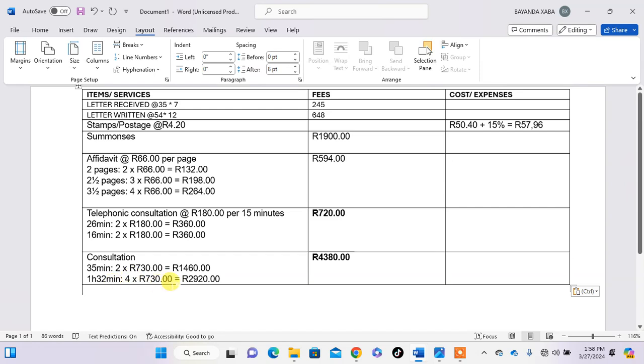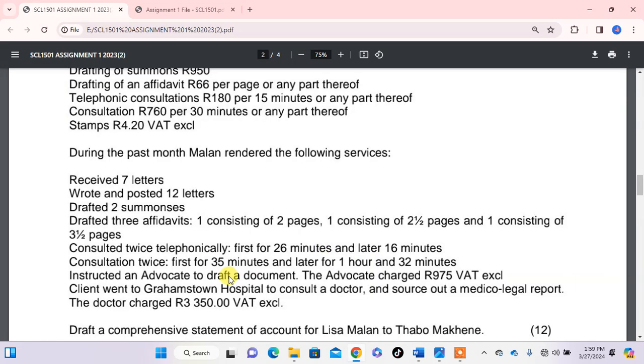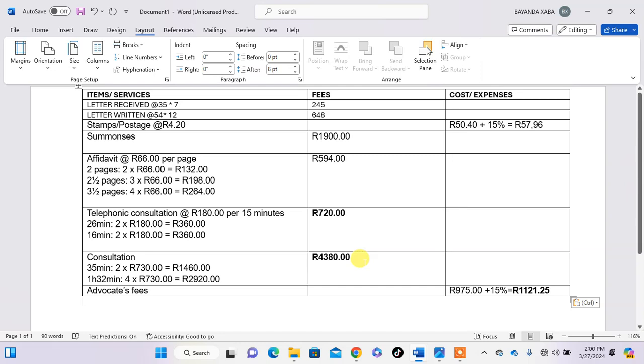Then he instructed an advocate to draft a document. The advocate charge is 975, exclusive. You must know that there is something called referral when you brief the advocate. An advocate is not free, but those are not fees. Those fall under expenses because it's your expense. If you write cost where you should be writing fees, you'll get 0. So write fees where fees belong and costs where expenses belong. So it's 975 plus 15% VAT, and we get a total of 1,121.